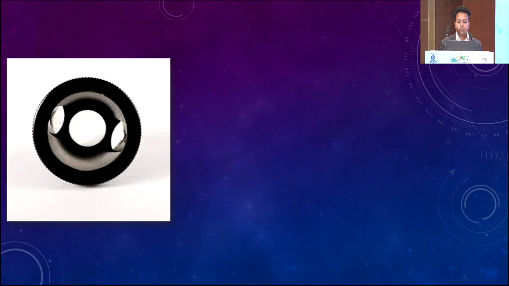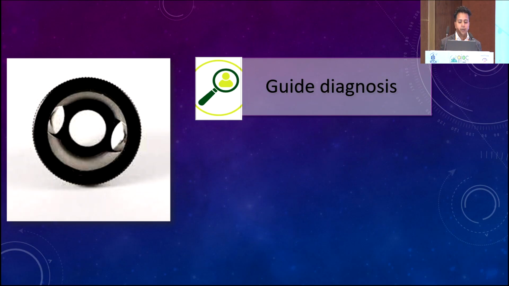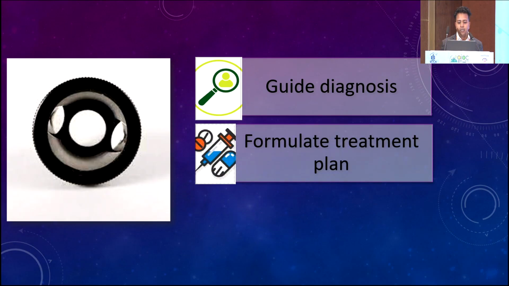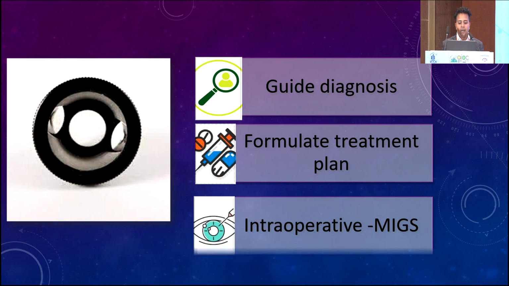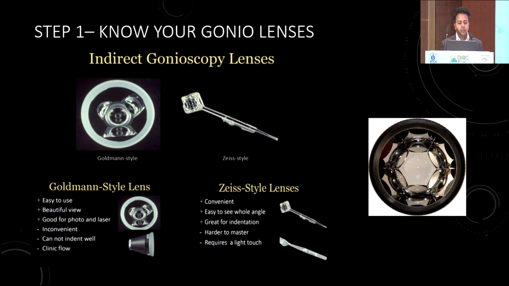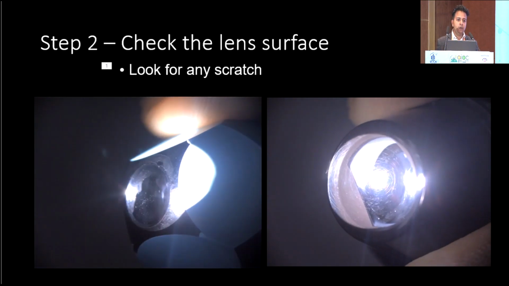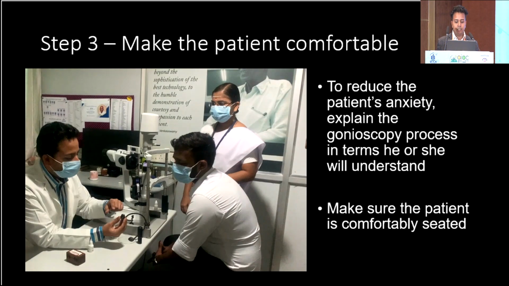Then coming on to gonioscopy, it is very essential to guide the diagnosis, formulate a treatment plan, and plan ahead for intraoperative images. So you should know the gonio lens which you are having and what you are going to see, whether you're using a Goldmann or Zeiss type, and the importance and benefits of, and the case-by-case selection for it. Check the surface of the gonio lens every day, I must say.